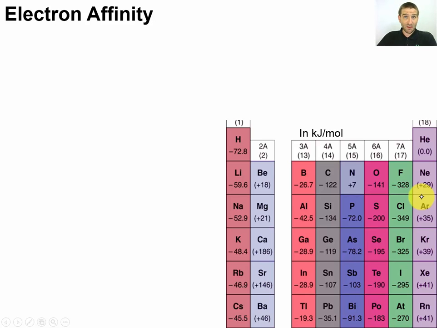Now the flip side of ionization energy is going to be electron affinity. With ionization energy, it was how hard is it to steal an electron. Here it's going to be the opposite case, and that's how comfortable are you getting an extra electron? How hungry are you for it? And that's what we're going to be talking about with electron affinities.